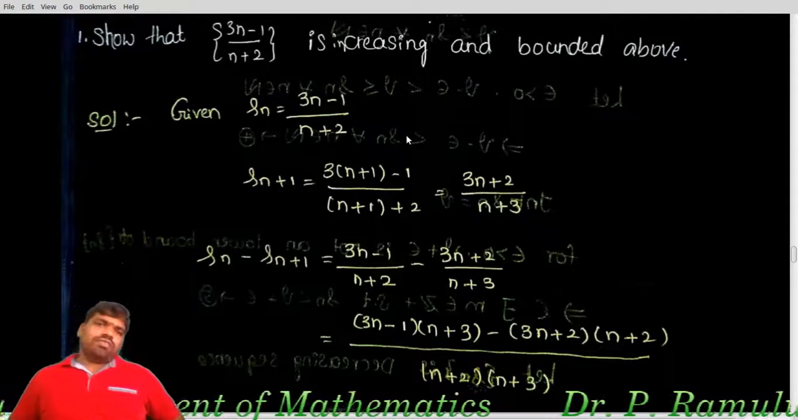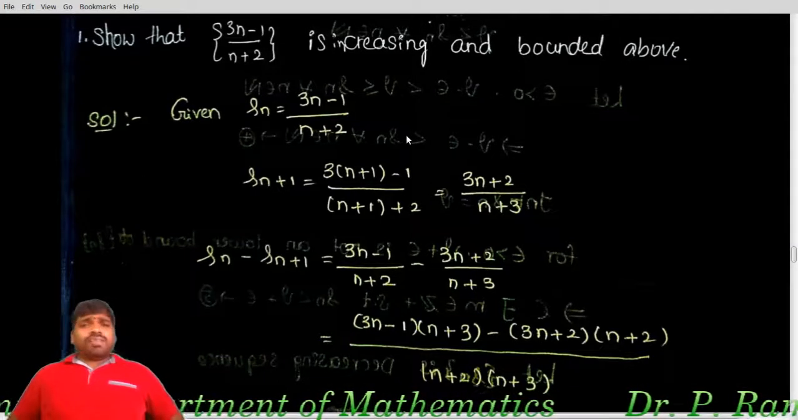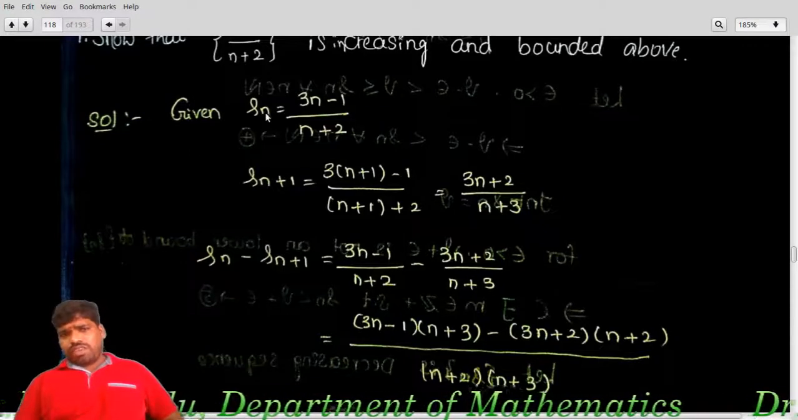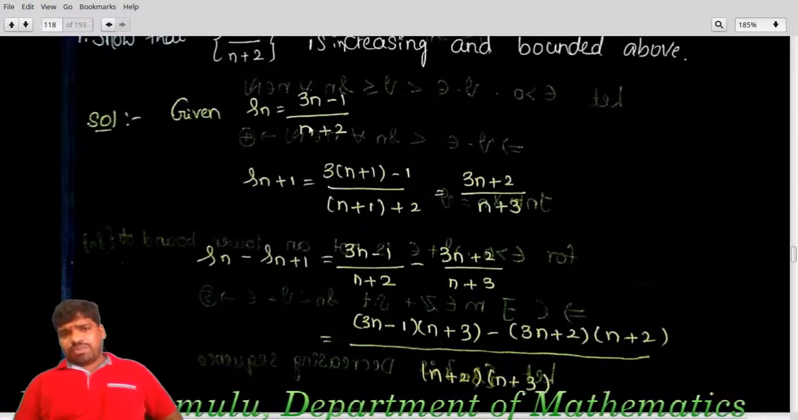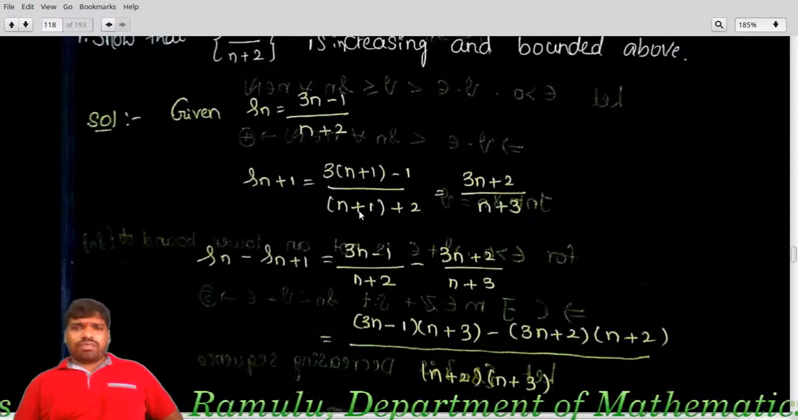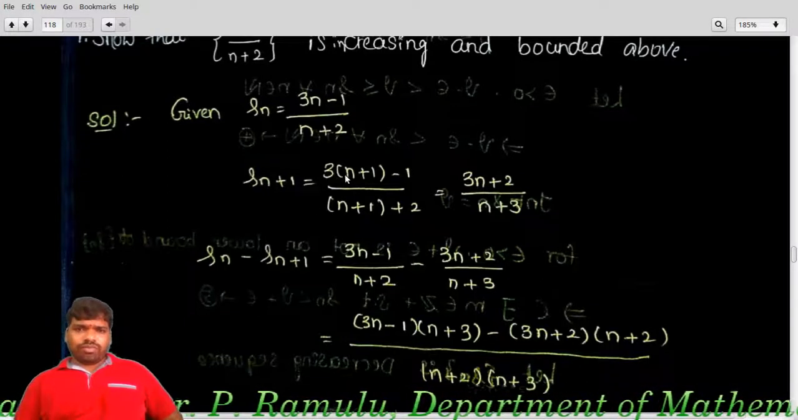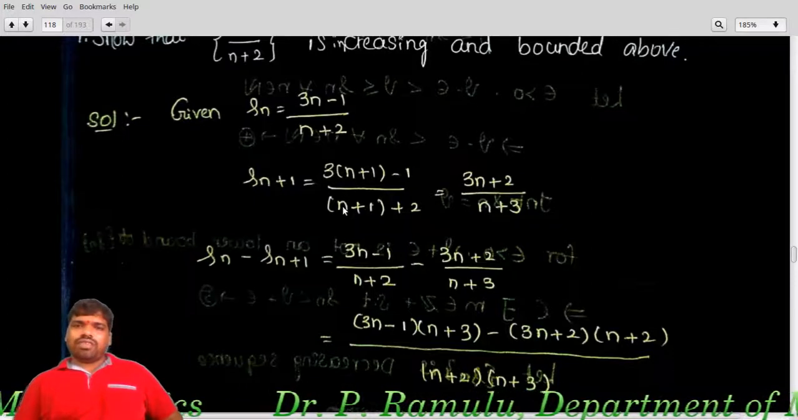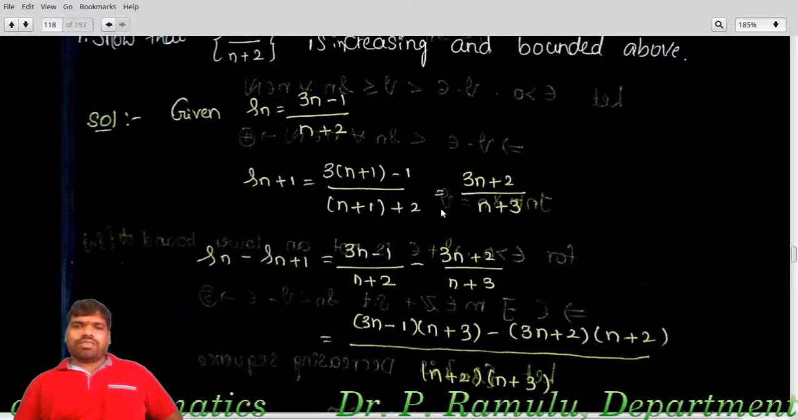I am taking Sn plus 1. In place of n, I am substituting n plus 1: (n plus 1 minus 1)... that is, (3(n plus 1) minus 1) by (n plus 1 plus 2). 3n plus 3 minus 1 equals 3n plus 2, and n plus 1 plus 2 equals n plus 3.